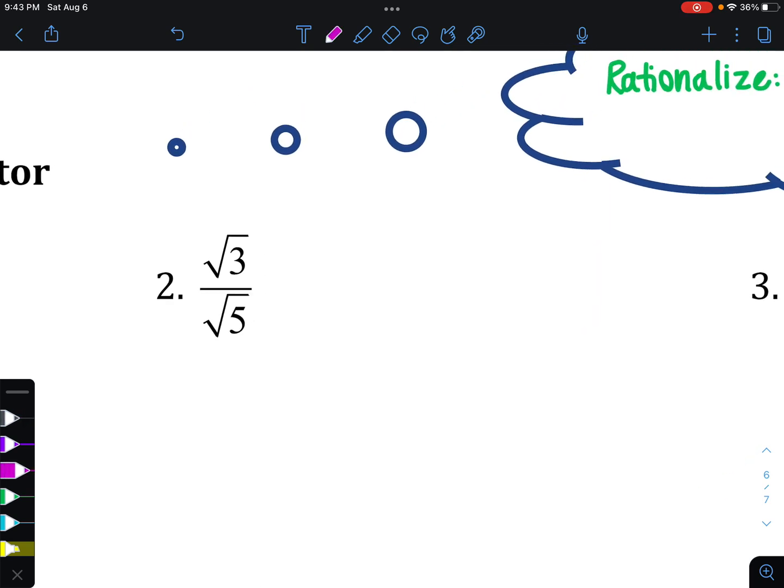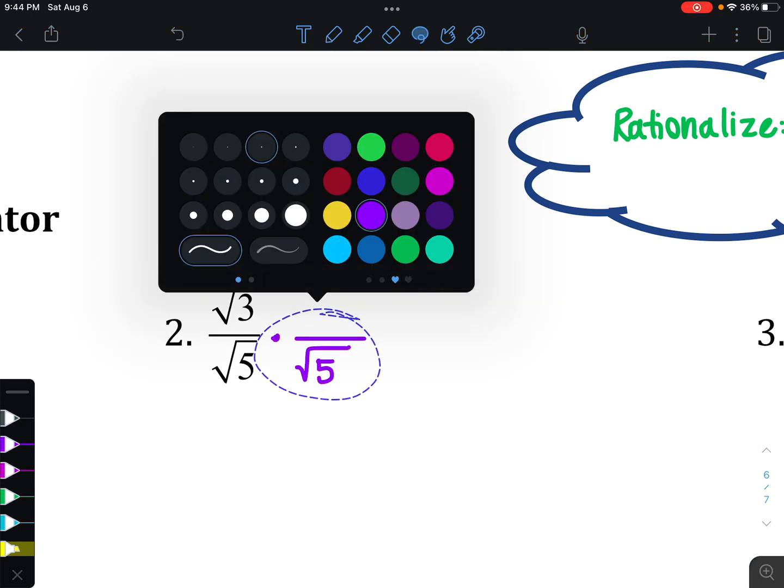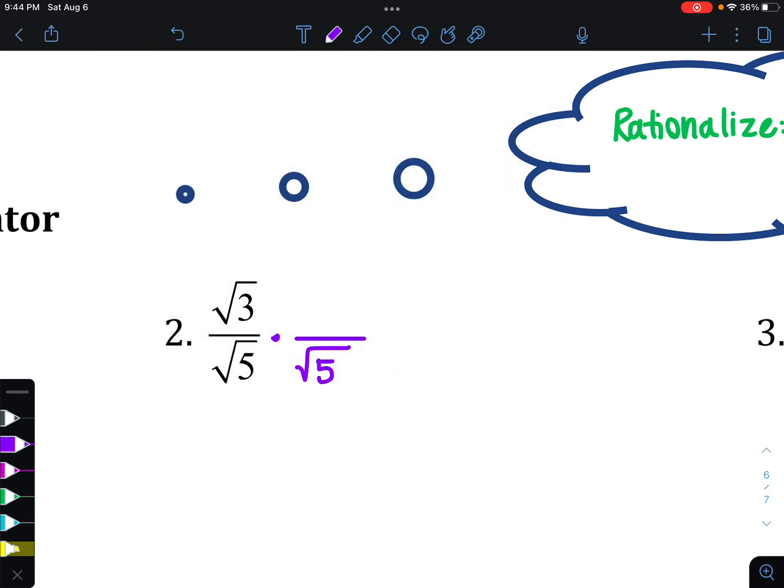So when we look at this problem and we see that there's a radical in the denominator, we're doing it on purpose. We're not going to multiply by any random radical. We're going to multiply by the same one that's in the denominator, right? So I'm going to multiply by the square root of 5 on the top and bottom. The top, nothing really super interesting happens up there. 3 times 5 is 15. So that's fine. That's just like regular radical work.